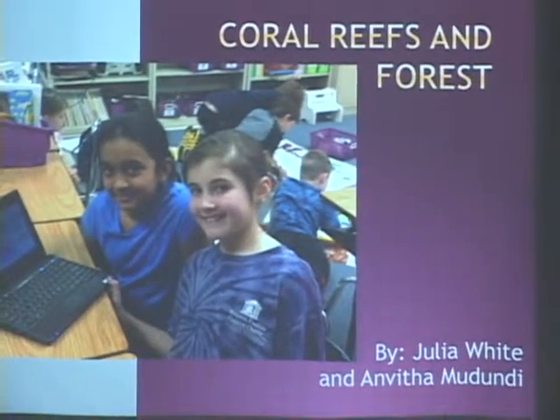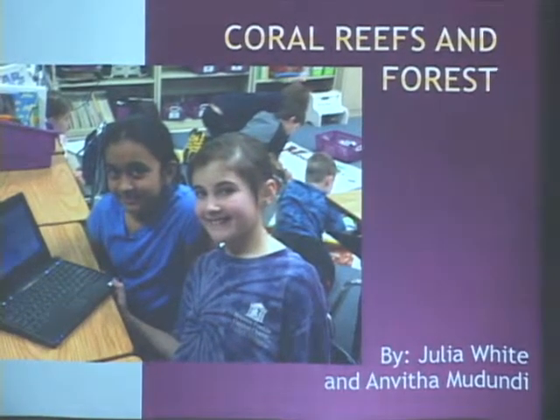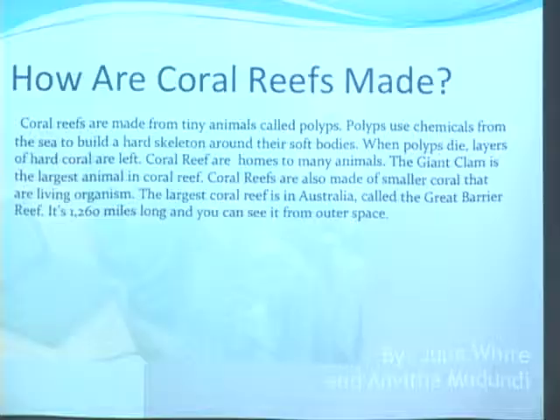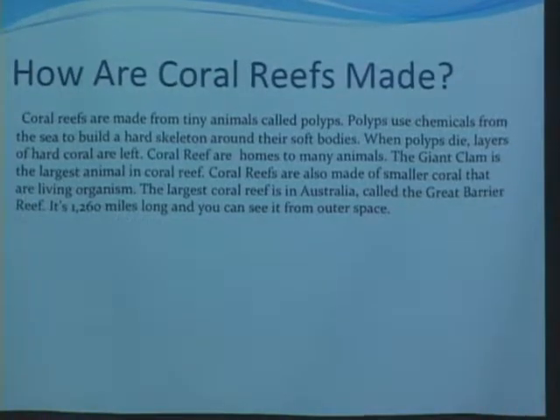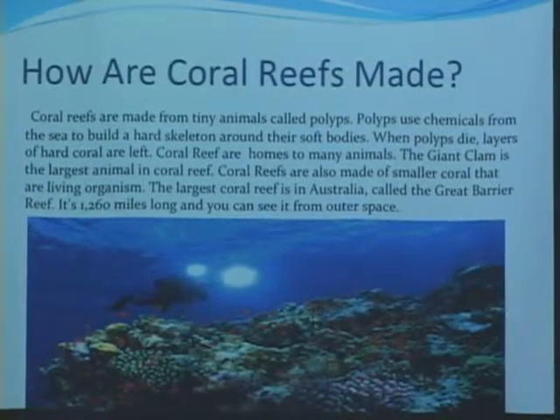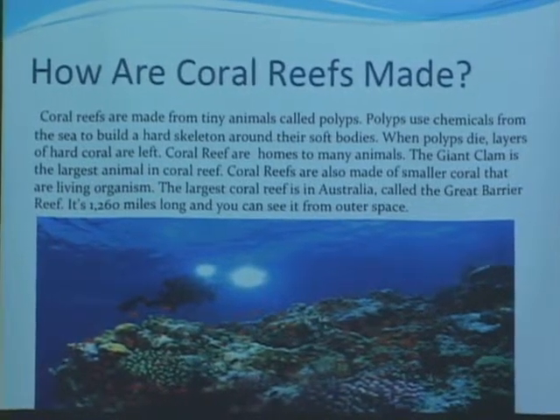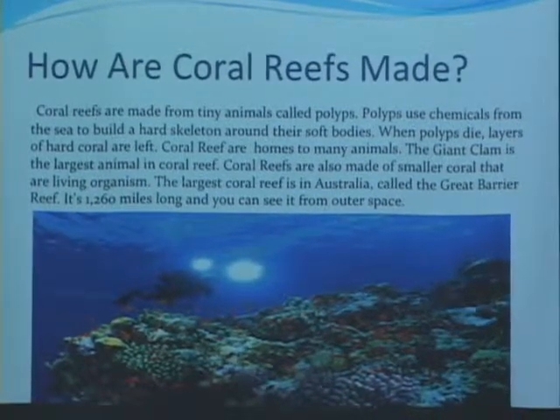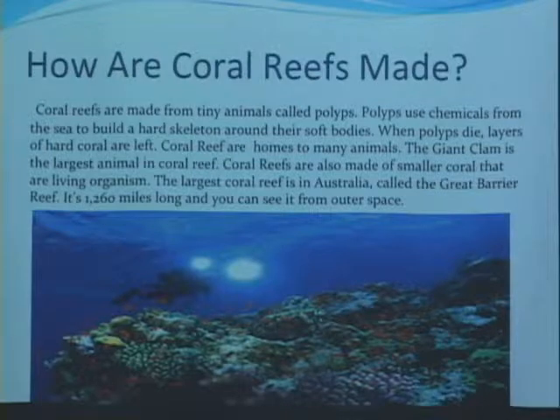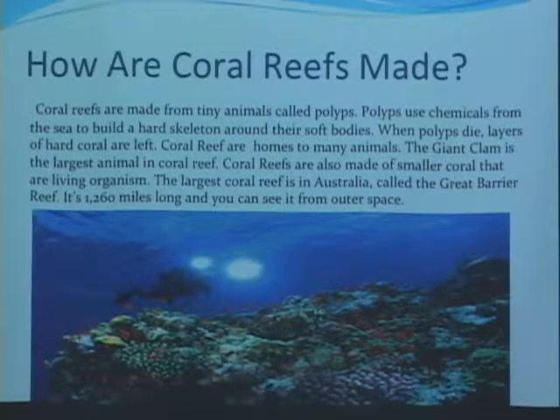Coral Reefs and Forests by Julia White and Vita Millennium. How are coral reefs made? Coral reefs are made from tiny animals called polyps. Polyps use chemicals from the sea to build a hard skeleton around their soft bodies. When polyps die, layers of hard coral are left.